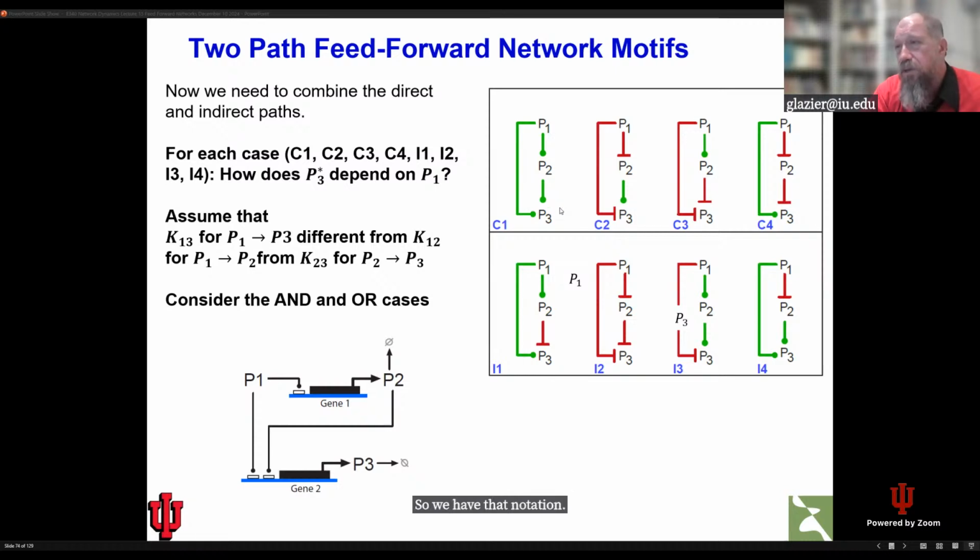And in each case, we have to think about what happens if these two signals, the P2 and P1 signals at P3, combine as an AND or an OR. So there are a bunch of possibilities. We have 8 circuits. We have 3 different ways of doing the combination. So there are in principle quite a few possibilities.